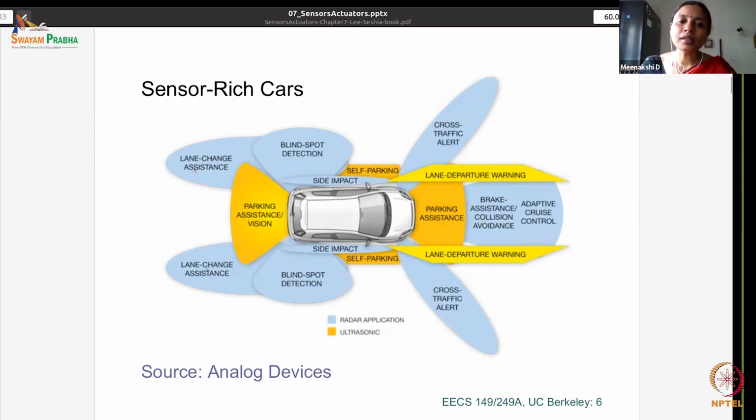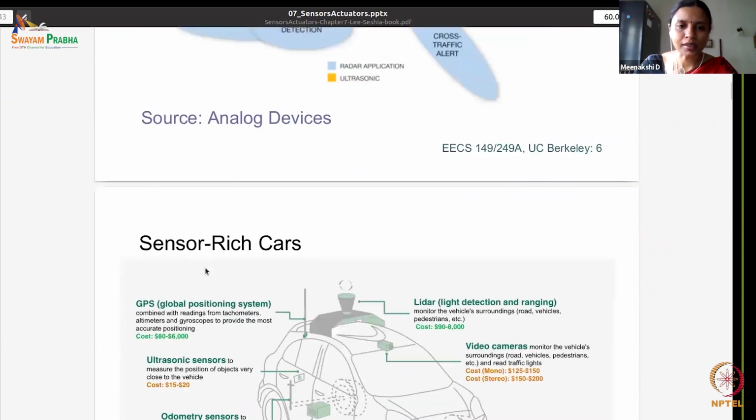So in a sensor rich car, that is, in a car that is filled with all kinds of sensors, the scope of applications that you can develop by reading and processing data from these sensors is what this slide provides. So you could talk about a lane departure warning system, a blind spot detection system, lane change assistance, and so on. Several different applications can be provided if we have the right kind of sensors in the cars.